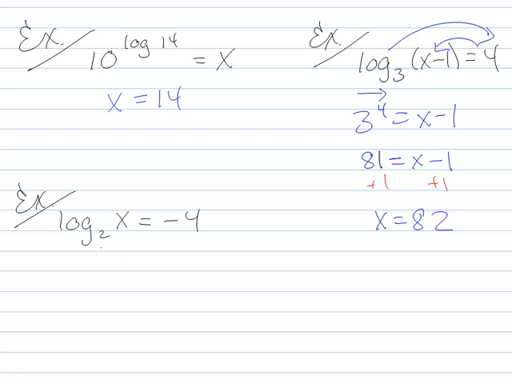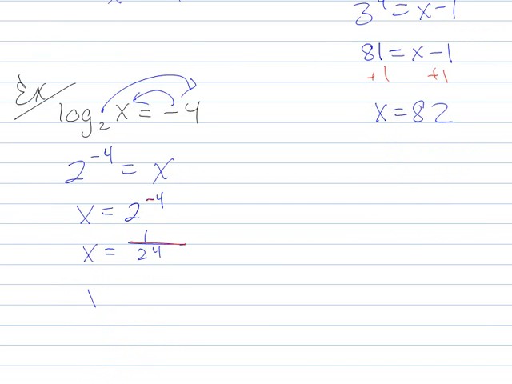And then this last one, 2 to the negative 4 equals x. So x equals 2 to the negative 4. To get rid of that negative sign, I'm going to stick it on the bottom. So x is 1 over 2 to the 4th. It doesn't look like 2 to the 4th anymore, does it? 2 to the 4th is 16, so x is 1 over 16.